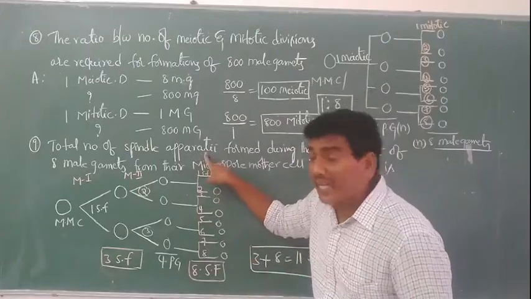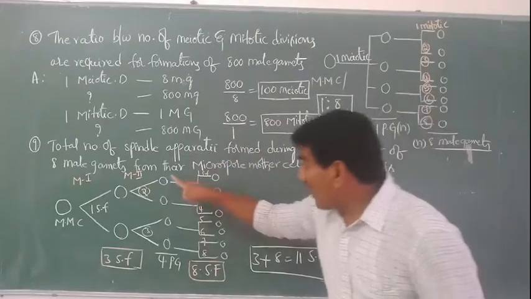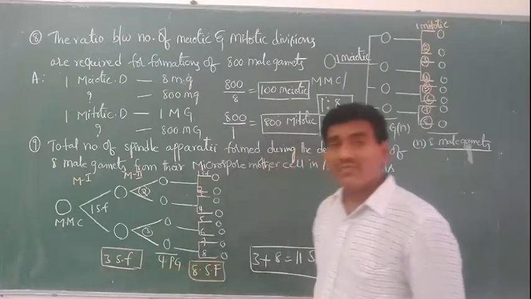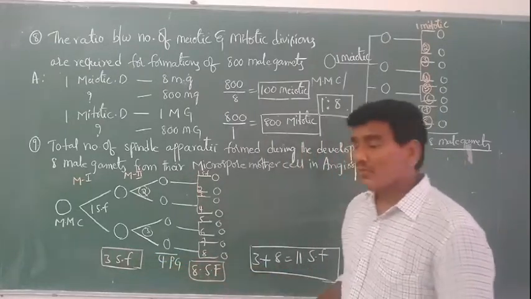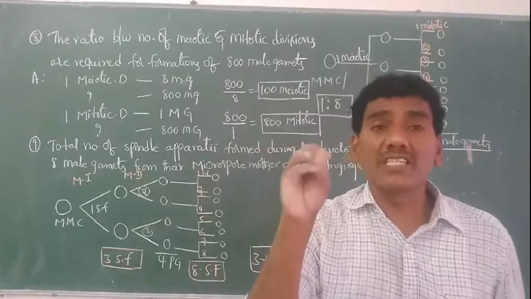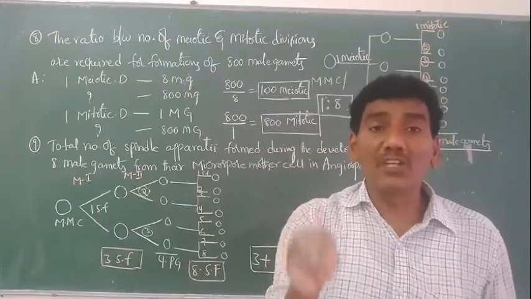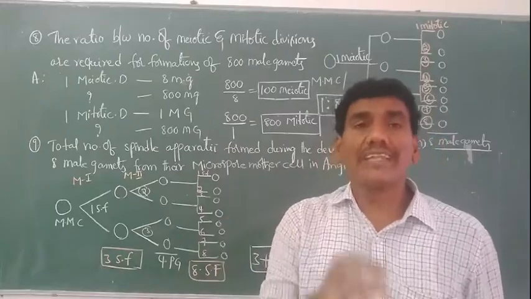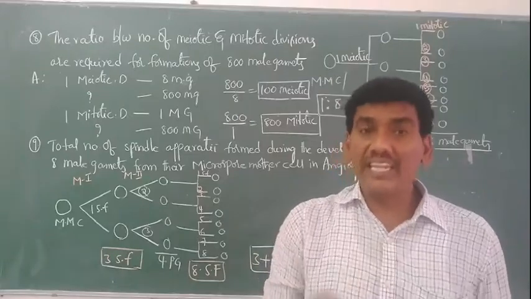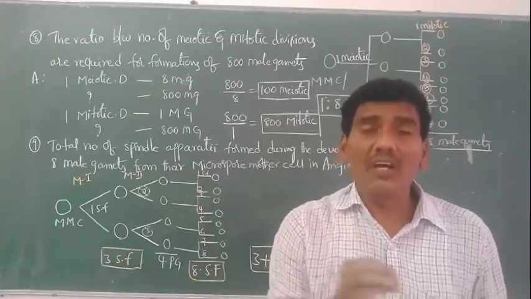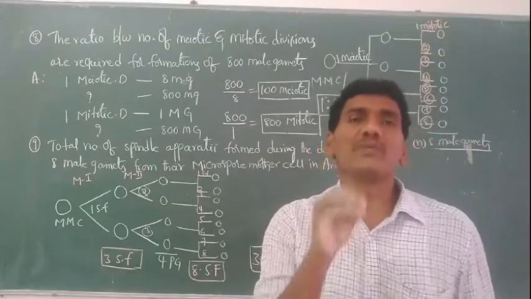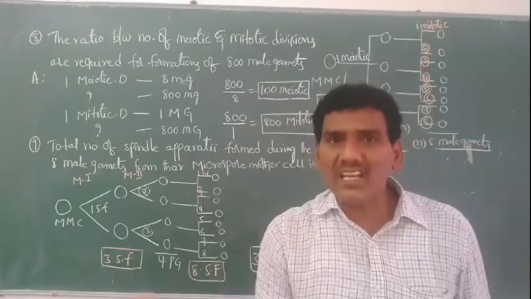Total number of spindle apparatus formed during the development of 8 male gametes from the microspore mother cell in angiosperms: in meiosis 3, in the 8 mitotic divisions 8, totally 3+8, 11 spindle apparatus are involved. These are important problems involving microsporogenesis. They are asked in the NEET examination as well as the CET examination. Please practice these problems thoroughly.